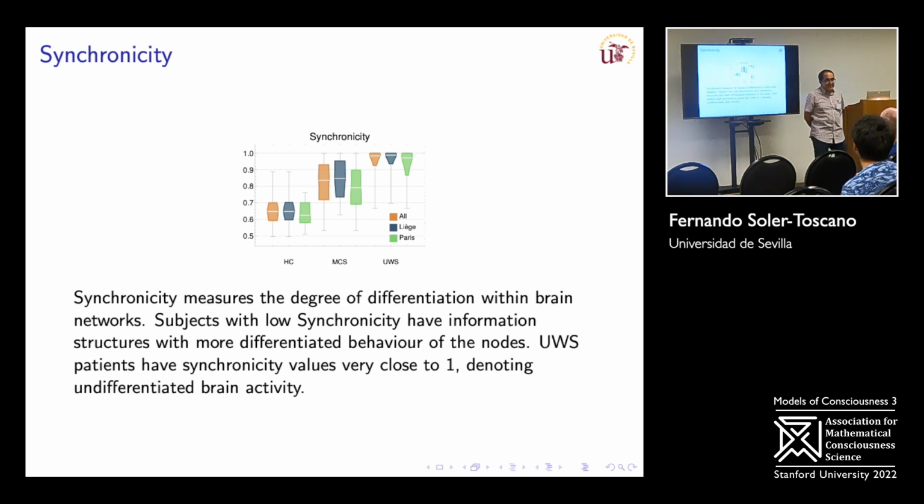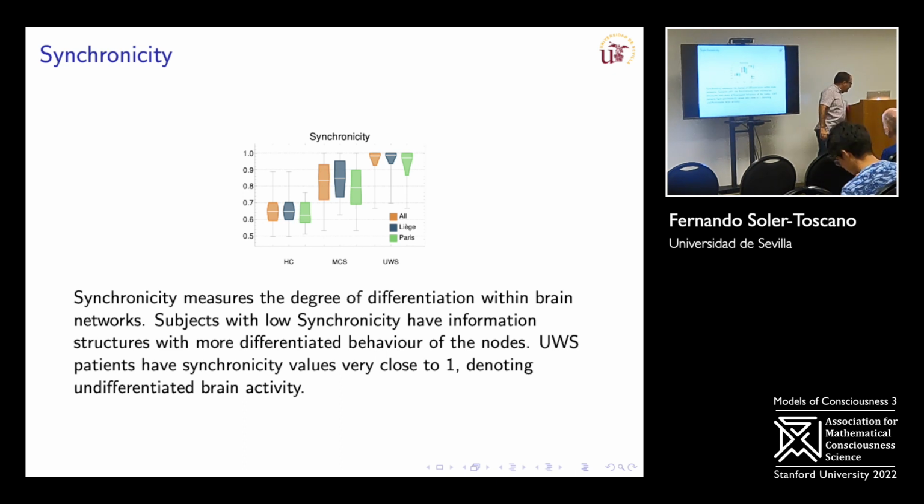Well, synchronicity measures the ratio of information structures in which all brain networks are in the same state in the global stable solution, that is, all brain networks are present or absent in the global stable solution. A higher synchronicity means that all networks are behaving in the same way.